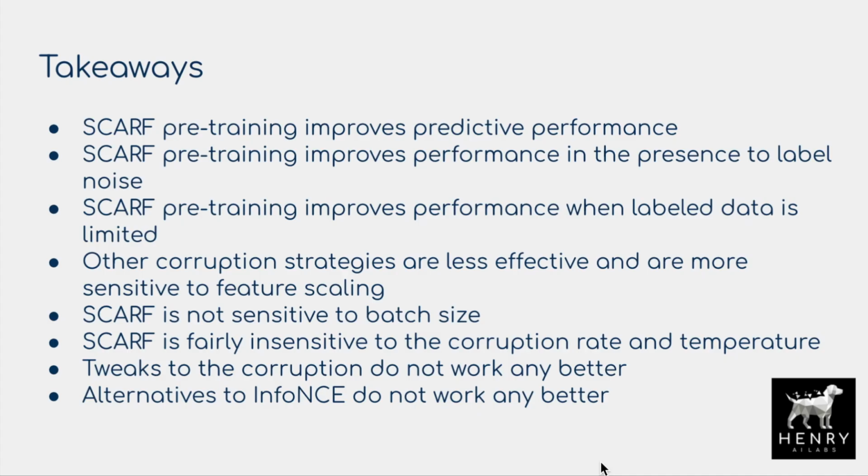So here are some high-level takeaways from the study. They find the SCARF pre-training improves predictive performance. It improves performance in the presence of label noise in controlled experiments. It improves performance when label data is limited, also in controlled experiments. And then the other corruption strategies, like not sampling from this empirical marginal distribution, are less effective and more sensitive to feature scaling. SCARF isn't sensitive to batch size, and it's fairly insensitive to corruption rate and temperature tweaks.